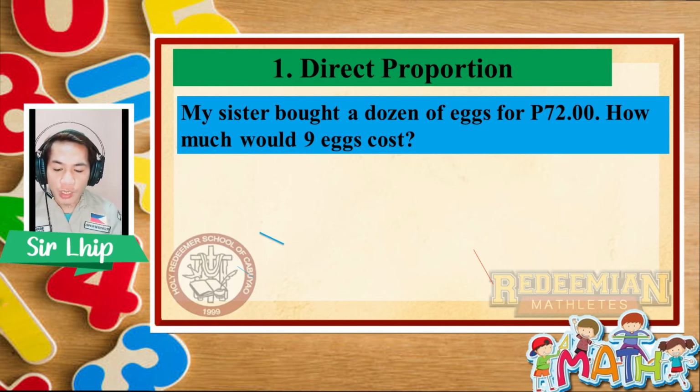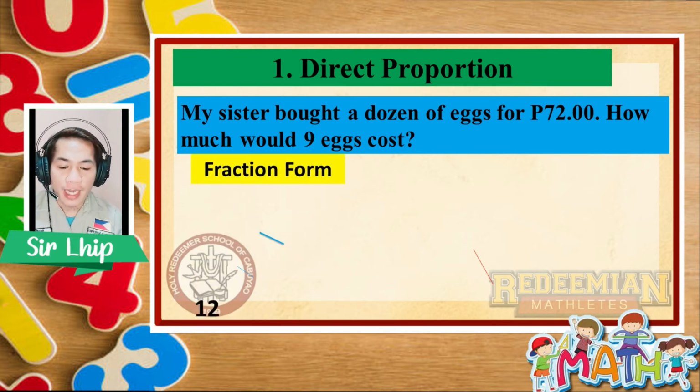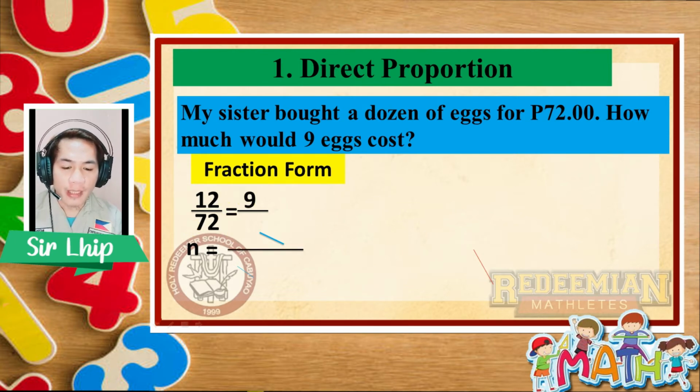So use a fractional form. 12 over 72 equals 9 over n. So n equals 9 times 72 over 12. Cancel 9 and 12 by dividing both by 3. So 9 divided by 3 equals 3. 12 divided by 3 equals 4.